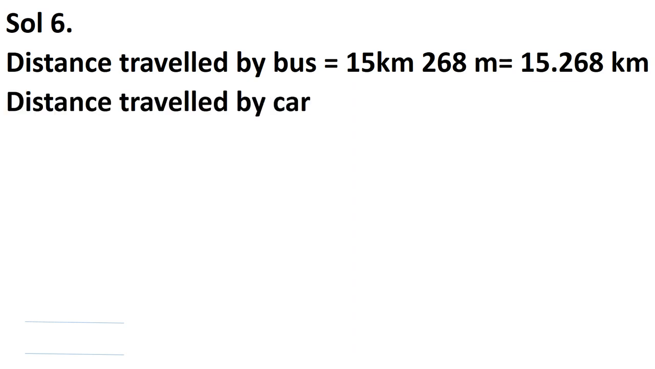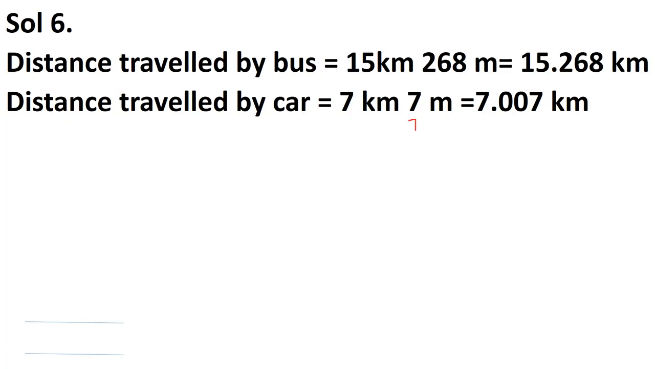Now distance traveled by car, it is given 7 kilometer 7 meter. See beta, it is 7 kilometer 7 meter. So don't write down 700. It is 7.007 kilometer. Students normally commit mistake here. They write down it 7.700. No. Because when we convert 7 meter into kilometer, we will divide it by 1000.